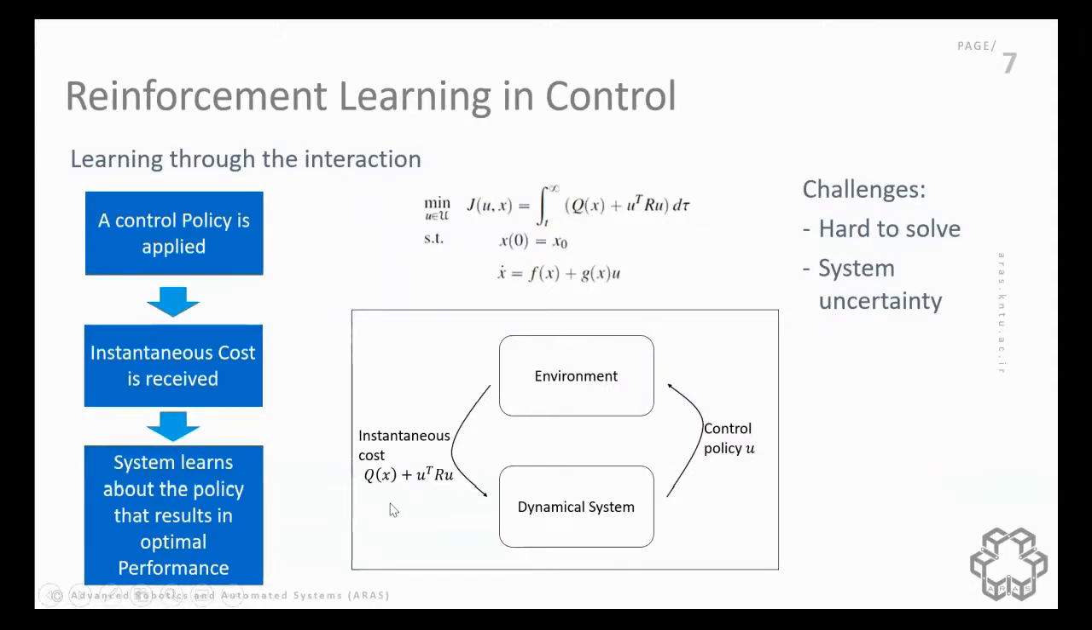Reinforcement learning in control is very similar. Still, it's learning through the interaction. And the goal is to find an optimal controller which tries to minimize the long-term cost based on some instant cost. So we have a system, we apply some control policy, and we receive some instant cost. And we want to learn the optimal controller based on these instant actions and corresponding costs.